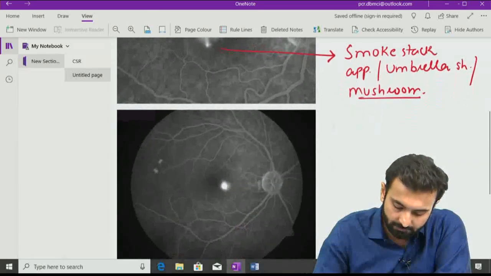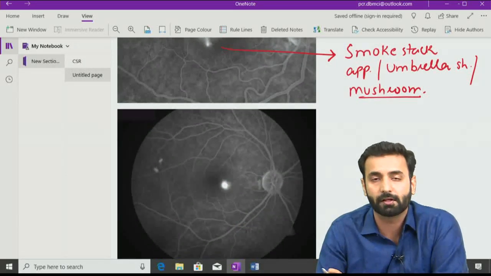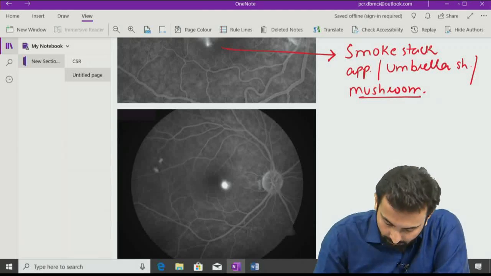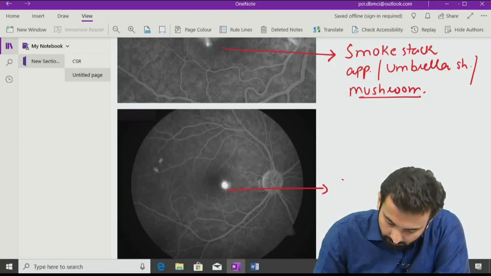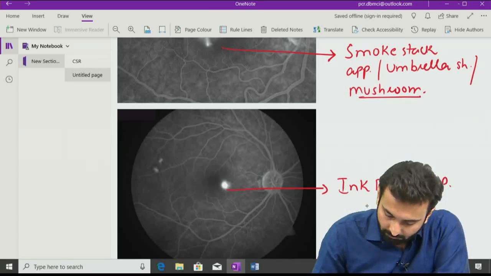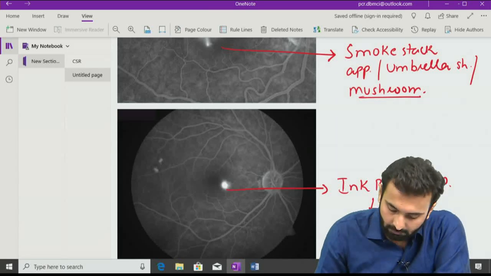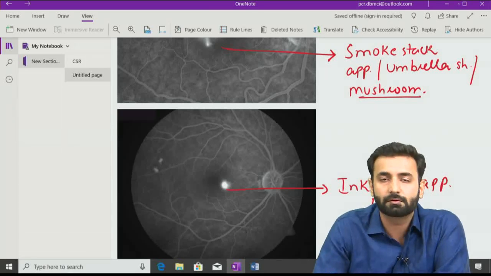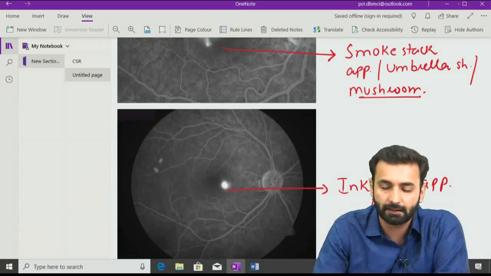Now if a question is asked which is the most common appearance on FFA, then the answer will be this one. This is the ink blot appearance, which is the most common appearance on FFA. So these are the findings which you see, and you make the diagnosis of CSR.